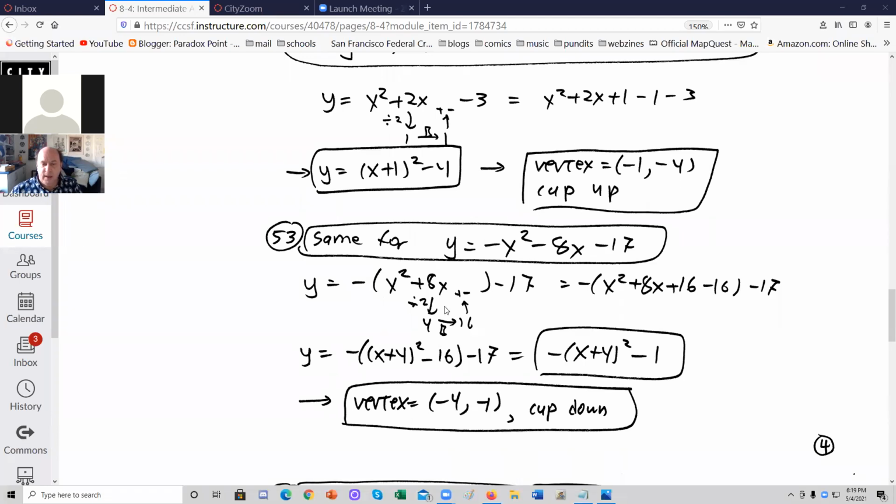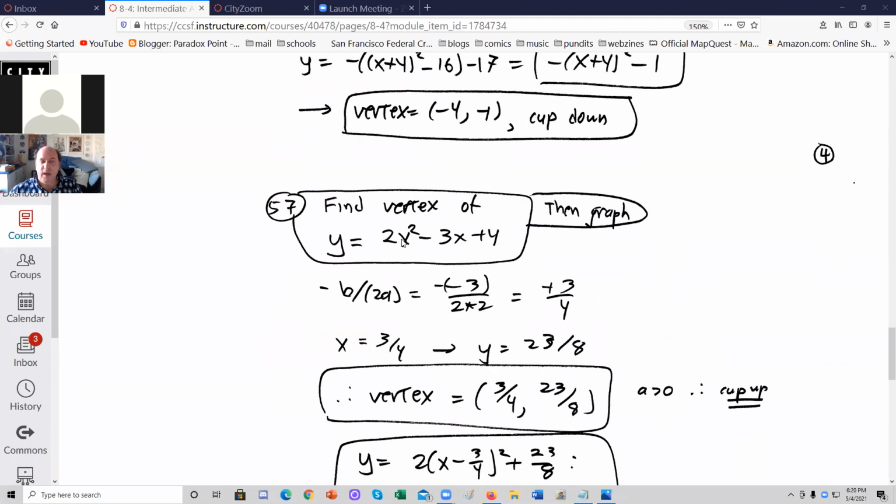There we go. And so minus of (x plus 4) squared, minus 16 minus 17. Minus a negative 16 is plus 16, minus 17 is a minus 1. So y equals minus of (x plus 4) all squared minus 1. Now again, this is x minus a negative 4, so really you have a negative 4 by negative 1. Because of this negative, it's cup down.